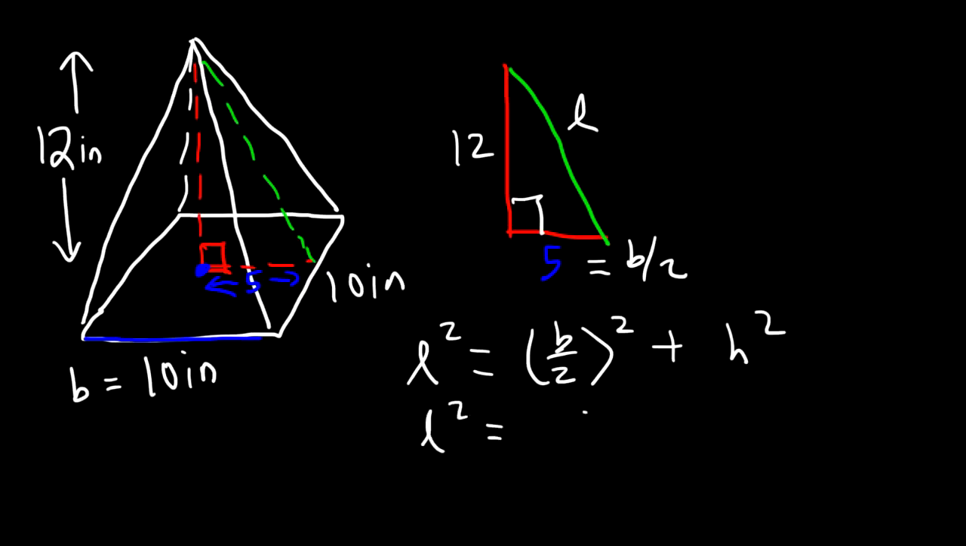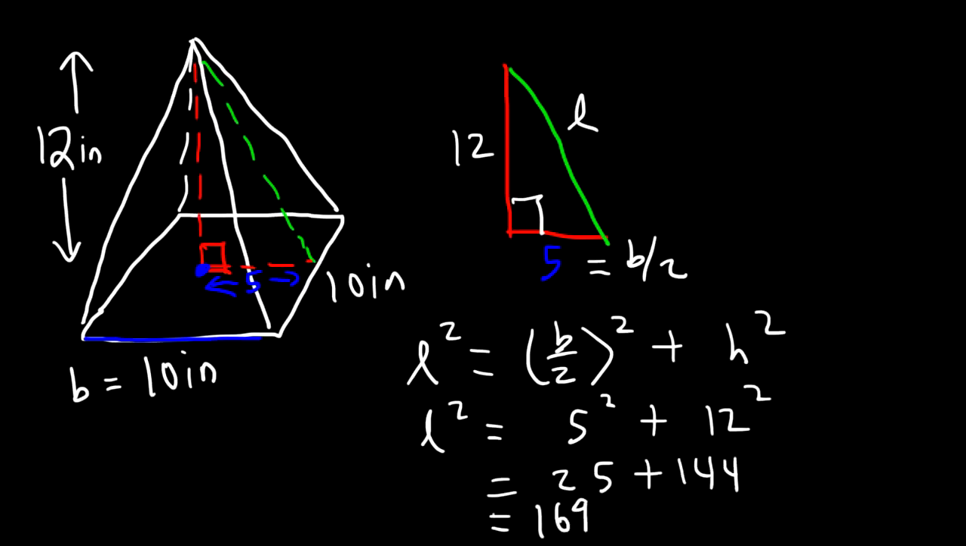So b over 2 is 5, and h is 12. 5 squared is 25, 12 squared is 144. When added together, that will give you 169. So now we've got to take the square root of both sides. The square root of 169 is 13. So that's the length of the slant height.